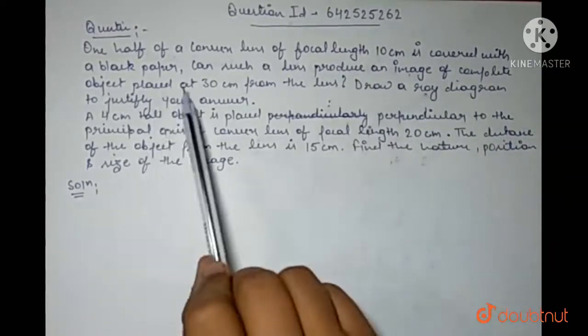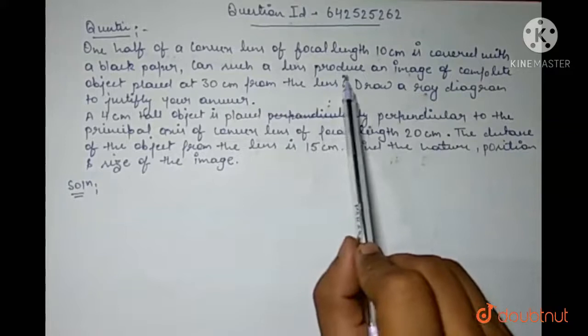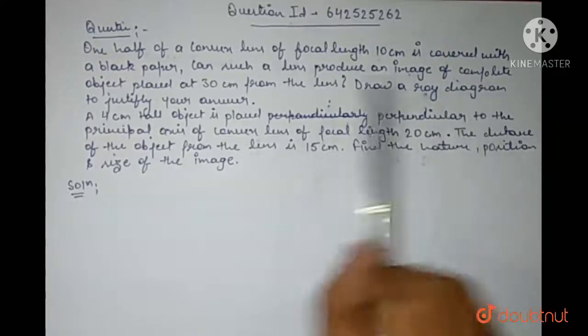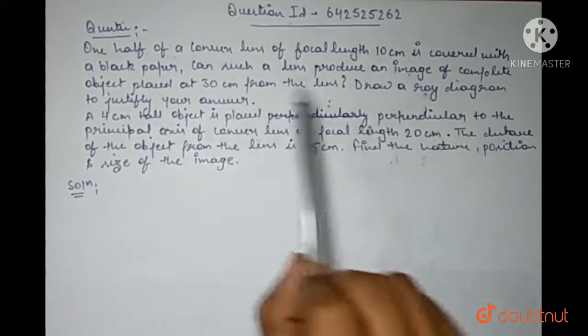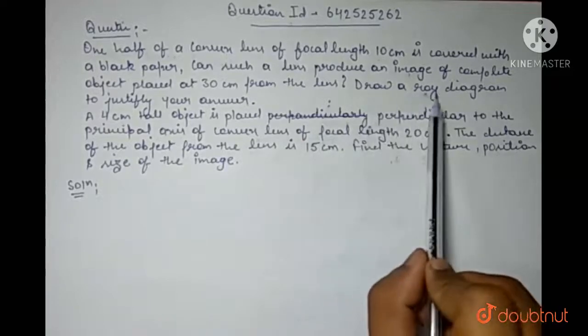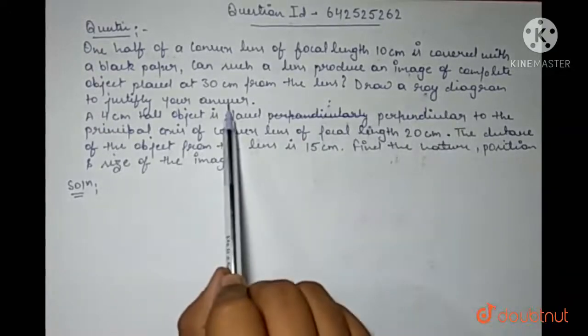So the question is, one half of a convex lens of focal length 10 cm is covered with a black paper. Can such a lens produce an image of complete object placed at 30 cm from the lens? Draw a ray diagram to justify your answer.